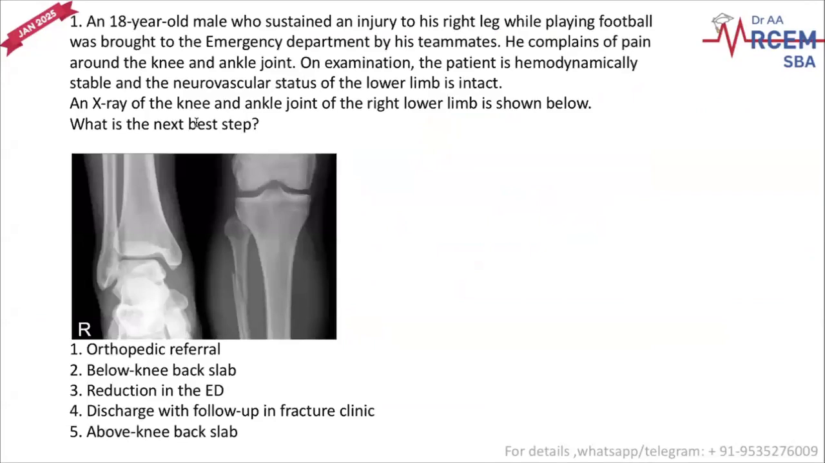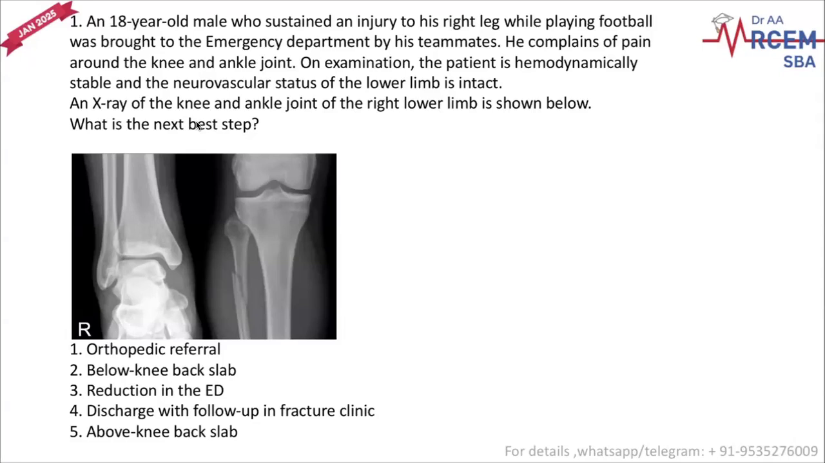First one, what we are having is an 18 years old male who sustained an injury to his right leg while playing football, was brought to the ED by his teammates. He complains of pain around the knee and the ankle joint. On examination, the patient's hemodynamic is stable and neurovascular status of the lower limb is intact. The X-ray of the knee and the ankle of the lower limb is shown below. What is the next best step they are asking?